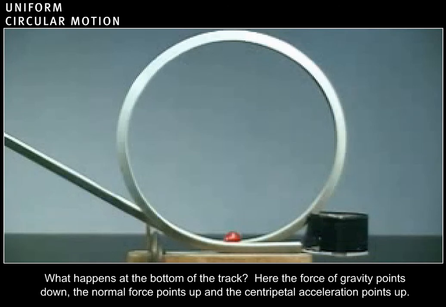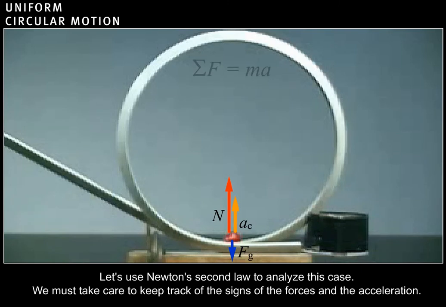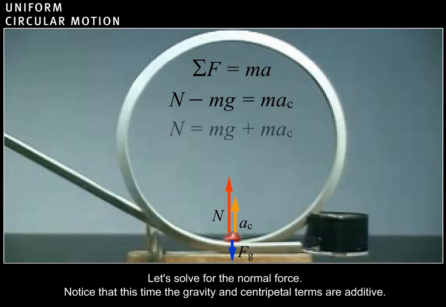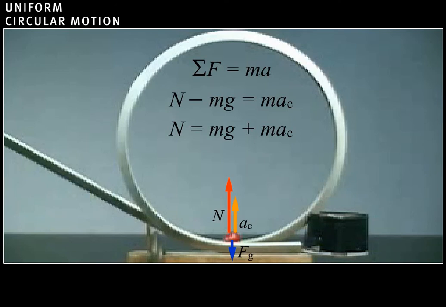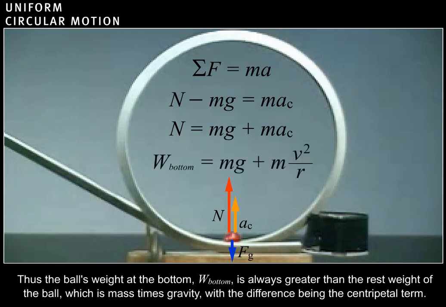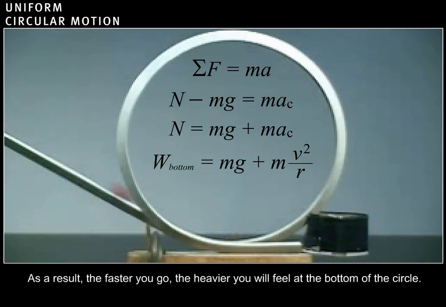What happens at the bottom of the track? Here the force of gravity points down, the normal force points up, and the centripetal acceleration points up. Let's use Newton's second law to analyze this case. We must take care to keep track of the signs of the forces and the acceleration. Let's solve for the normal force. Notice that this time, the gravity and centripetal terms are additive. Thus, the ball's weight at the bottom, W bottom, is always greater than the rest weight of the ball, which is mass times gravity, with the difference being the centripetal term. As a result, the faster you go, the heavier you will feel at the bottom of the circle.